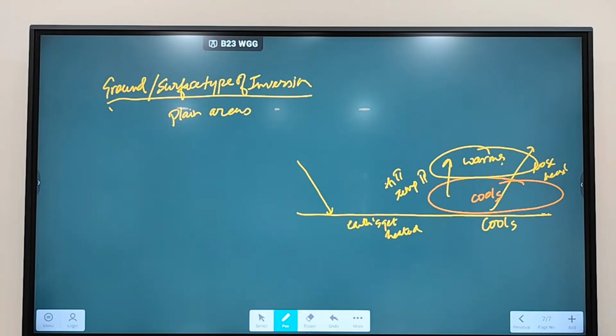Fine. So where does this occur? This occurs in planar areas. In planar areas, when the earth surface cools down, air in contact with the earth surface becomes colder, while the air that is not in contact with the earth surface remains warmer. As a result, when you are moving from here to here, what will happen? Temperature will increase, and this type of temperature inversion is called a ground or surface type of temperature inversion. Fine.